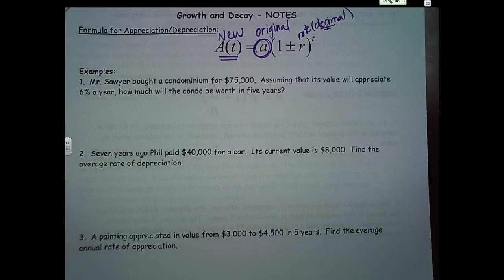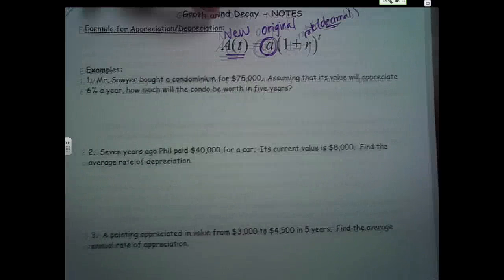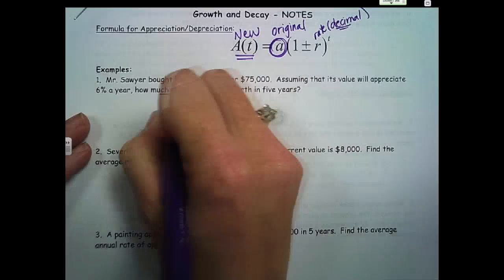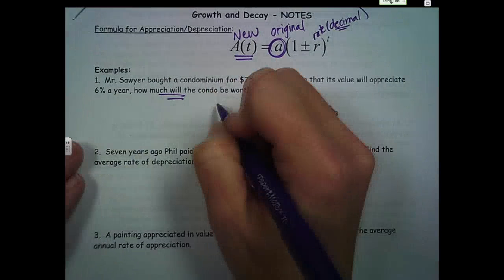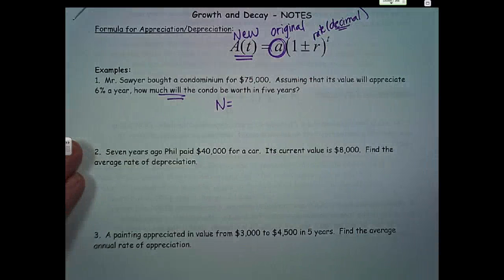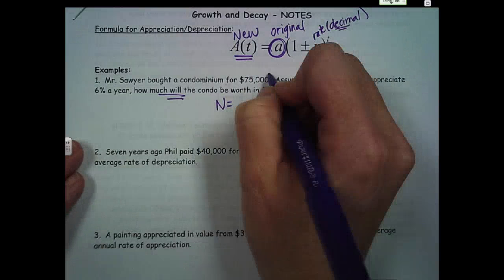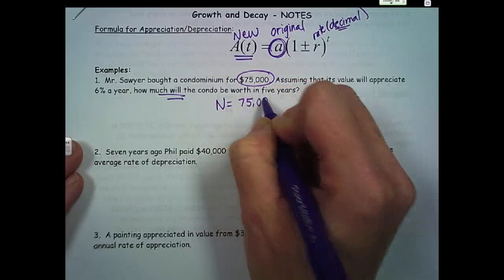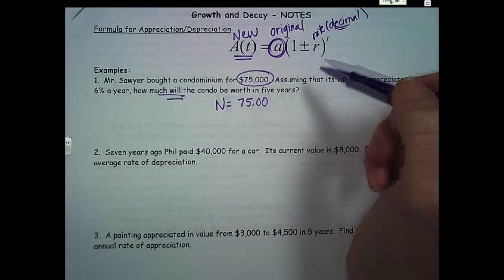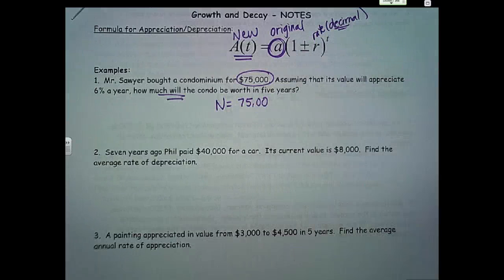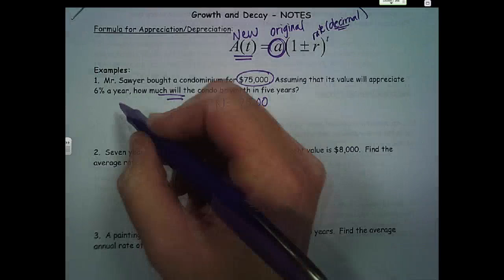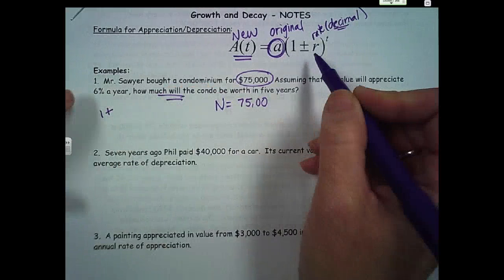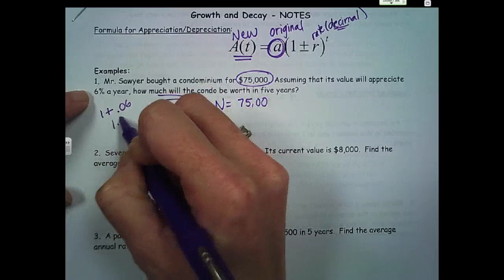Assuming that its value will appreciate 6% a year, which is a pretty lofty goal there, how much will the condo be worth in 5 years? Okay, so I need new and original. Well, I want to know how much it's going to be worth, so I don't know the new value. So we're going to leave an n in there for new. What is the original value? 75,000. Okay, and then it's going to appreciate, right? So we want 1 plus r or 1 minus r? 1 plus. So we want 1 plus, what's r? 0.06, which is 1.06, right?